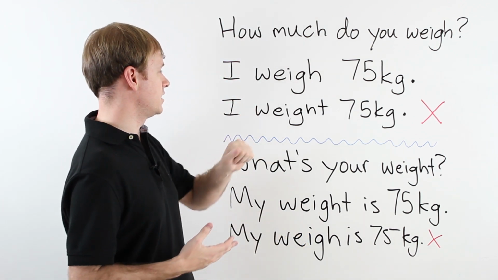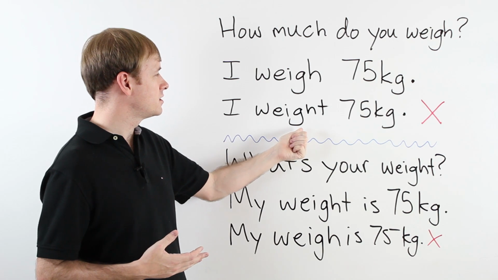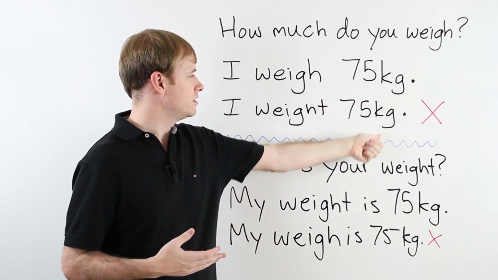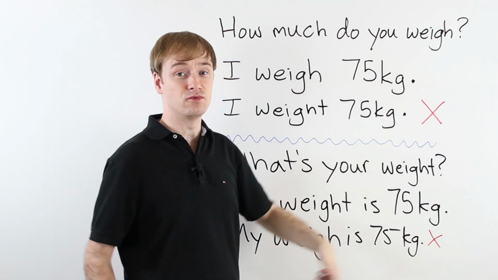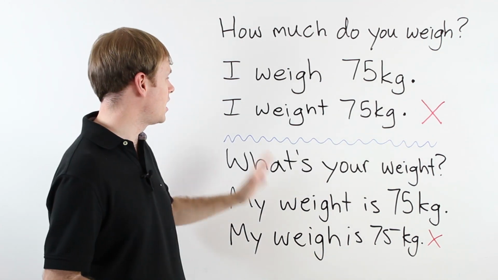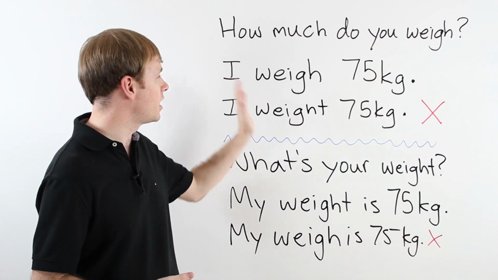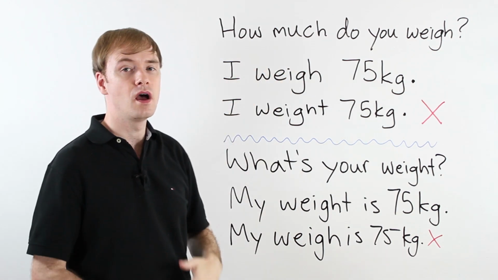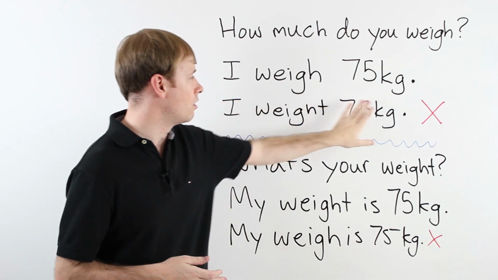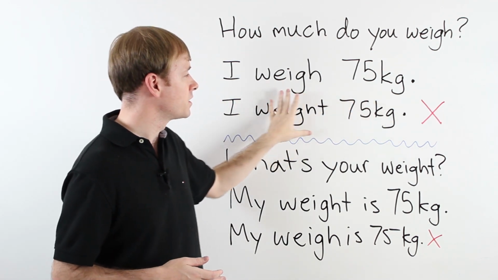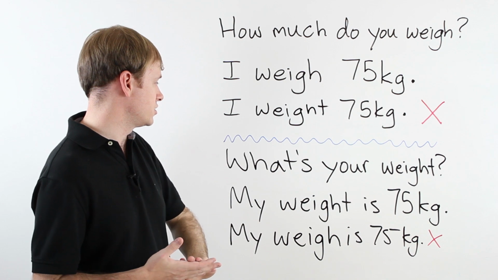Let's look at this answer. I weigh 75 kilograms. You see this X? That means it's wrong. Never say I weight. This is wrong. It's I weigh. I weigh 75 kilograms. So this is wrong. Do not say this. Let's move on to the next question.